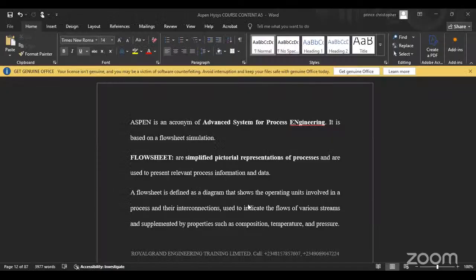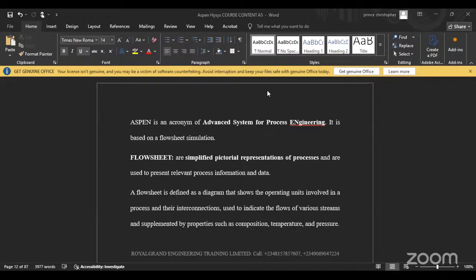There are different softwares that can be used for process simulation. But for this class, we are treating Hysys. So what is Hysys? Aspen Hysys, the word Aspen is an acronym for Advanced System for Process Engineering, and it is based on flow sheet simulation. Now we are going to look at what a flow sheet is.